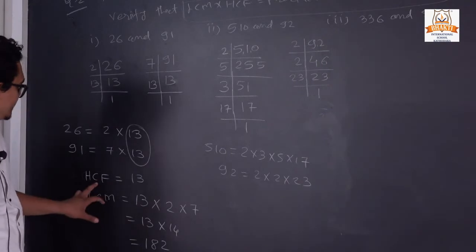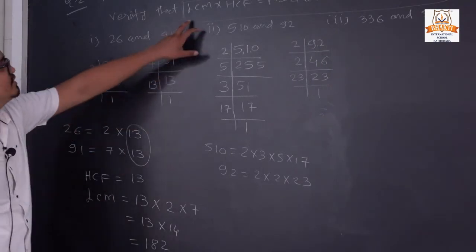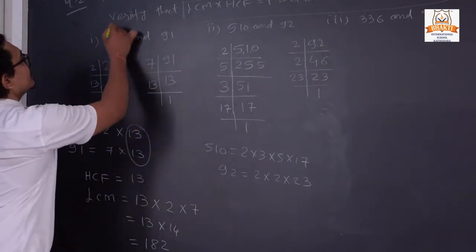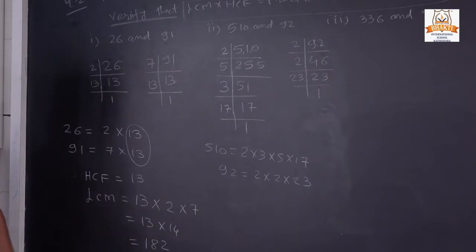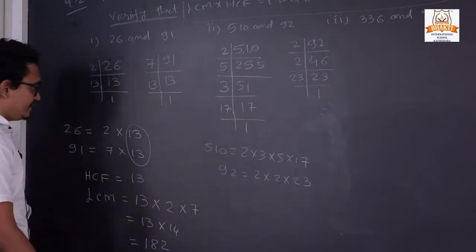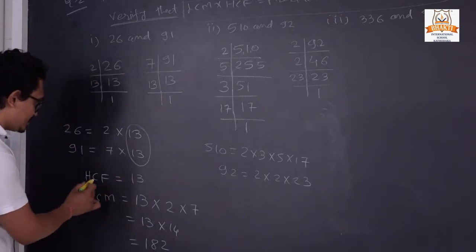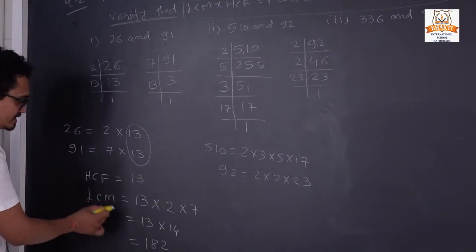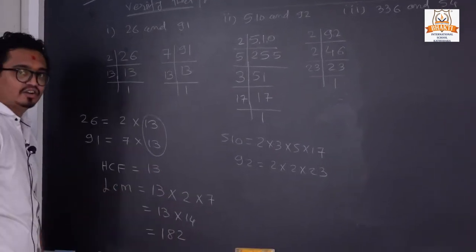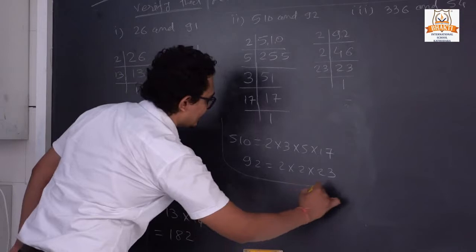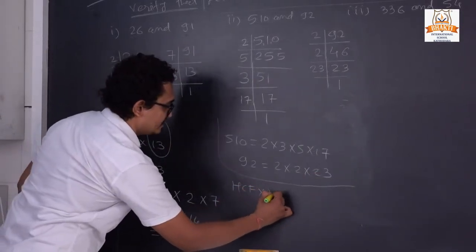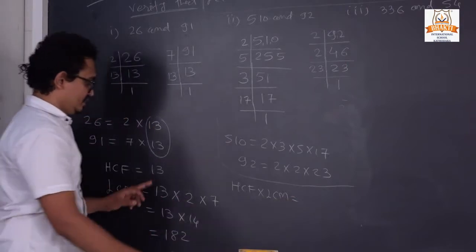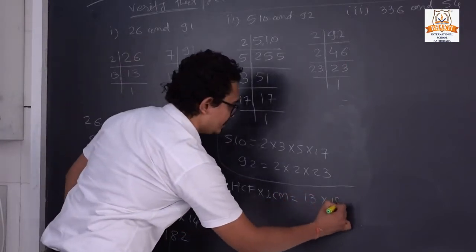So first of all, we can find the HCF and LCM of question number 1. They are also saying to verify that LCM into HCF is equal to the product of two numbers. So here we can verify that. So what is our HCF? It will be 13, and what is our LCM? 182. So here we can write like that, HCF into LCM is equal to 13 into 182.